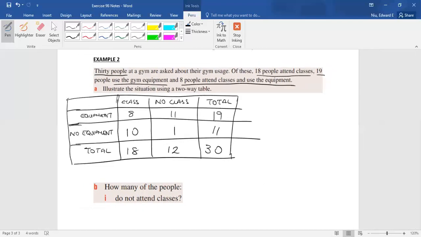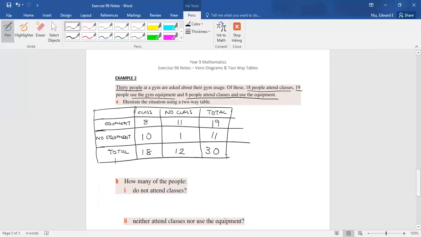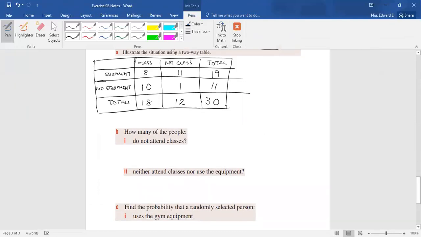The following questions, once again, ask us how many people do not attend classes. So how many people do not attend? Remember, when we talk about how many, we don't have fractions. So no class, this adds up to 12. How many people neither attend classes nor use the equipment? So neither attends classes, so no class, no equipment. Well, we have one weirdo who goes to the gym and doesn't use anything.